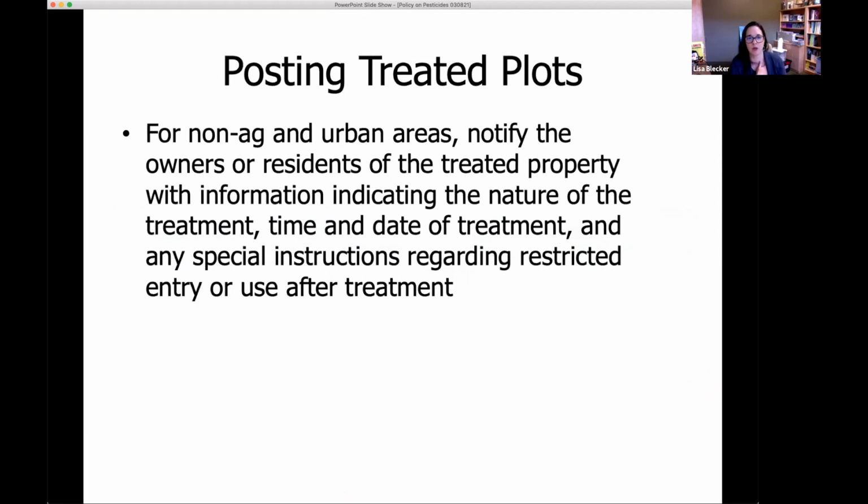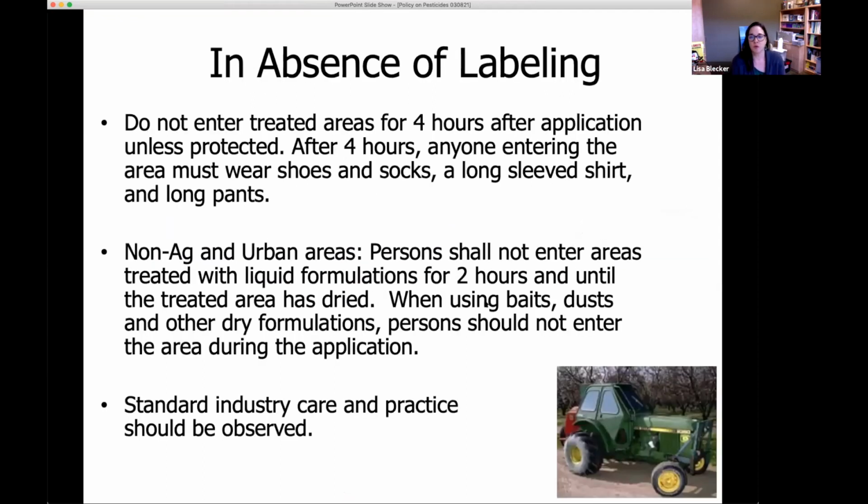So when you're treating non-ag or urban areas, so I've been talking about ag specific stuff, notify the owners or residents of the treated property with information indicating the nature of the treatment, time and date of the treatment, and any special instructions. Usually for non-ag areas, you can't let people enter the area until the sprays have dried. That's typically what we say. So if you don't have a pesticide label to tell you what the restricted entry interval is, you need to make some educated decisions here.